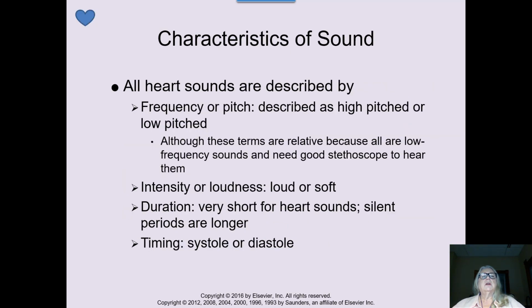When we are listening to heart sounds, we're listening to the frequency or pitch, as well as the intensity or loudness. Are they loud or soft? The duration. Is it very short? Are they long? Are there silent periods? And the timing. What part of the cardiac cycle is that sound occurring in?